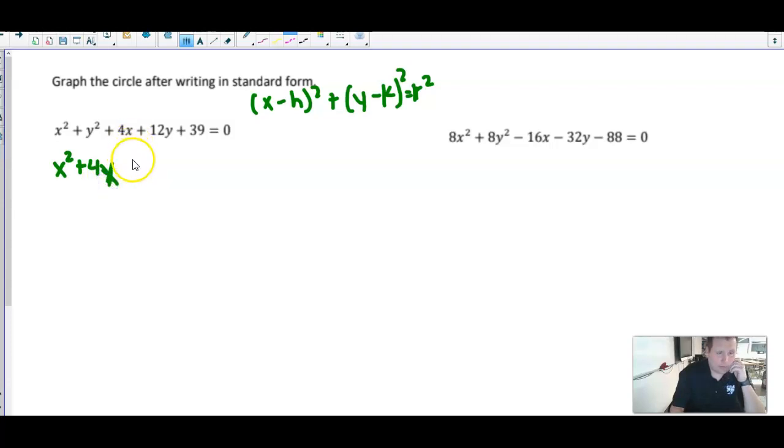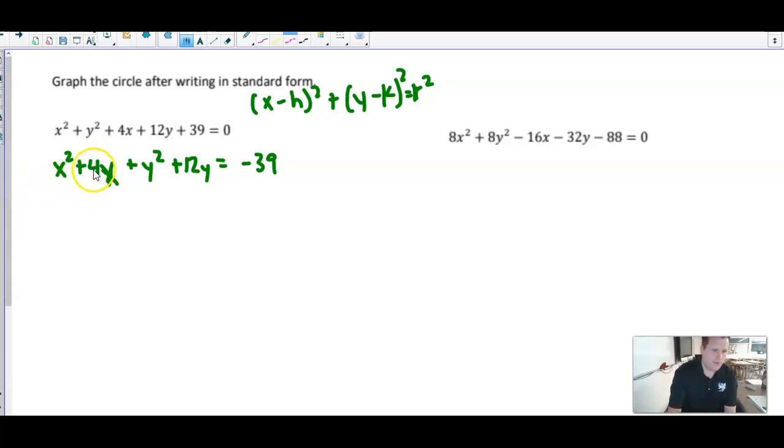Then I'm going to put my y's next to each other. So I'm going to go plus y squared plus 12y. I just put those two together. And then this constant needs to go to the other side. If I move that to the other side, this is going to become a minus 39.